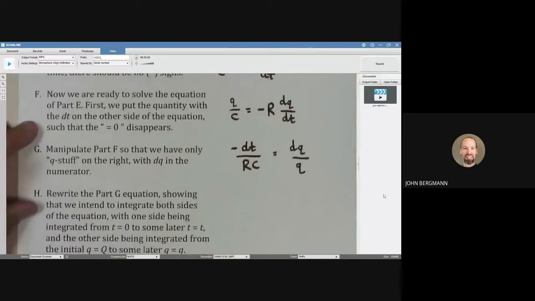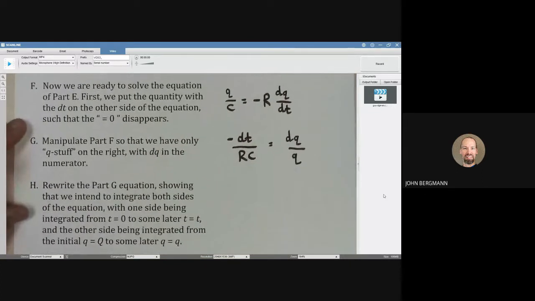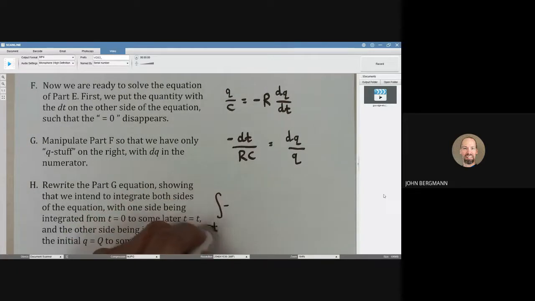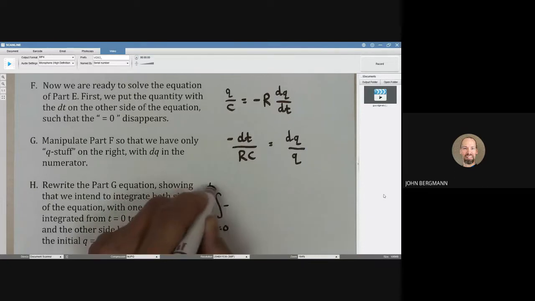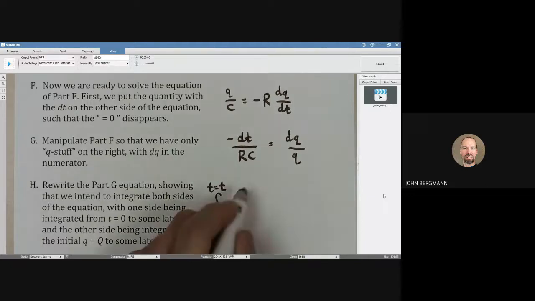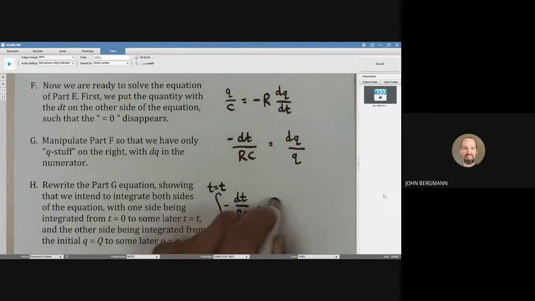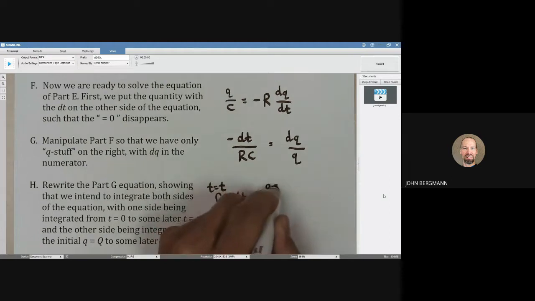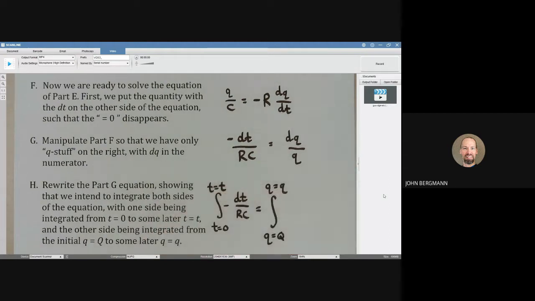So now we're going to rewrite that, showing our intention to integrate things. Let's integrate this side here from t equals 0. Whenever we discharge a capacitor, the time gets reset to 0. That's why t is still 0, and then there's some later time there, negative dt over RC. And since we're discharging a capacitor, the initial amount of charge is big Q. That's the total charge that's on the plate. And later there will be some lesser amount of charge, little q, dq over q.